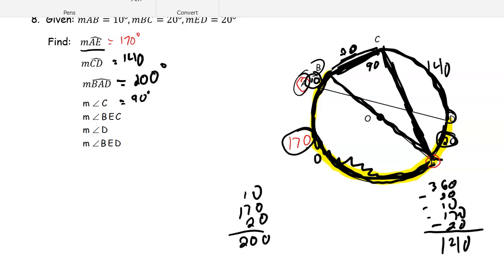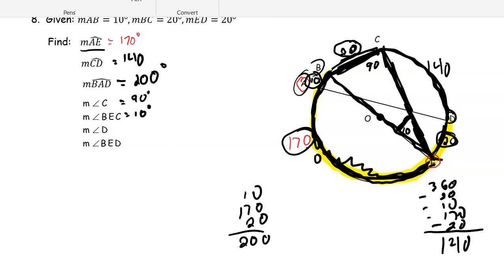Measure of our angle BEC. So where's BEC? That's this angle right here. We know the intercepted arc is 20. This has to be half of that, so that's 10 degrees.